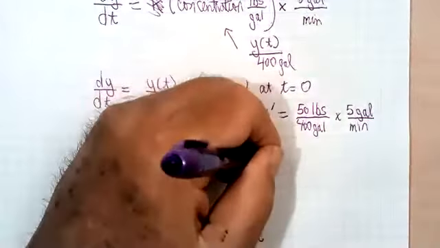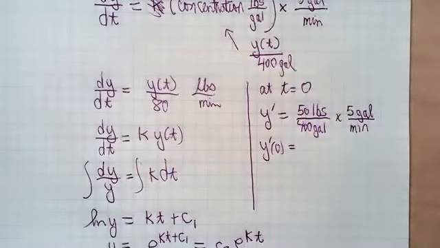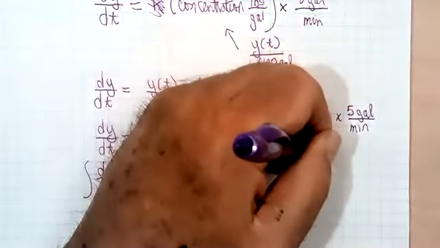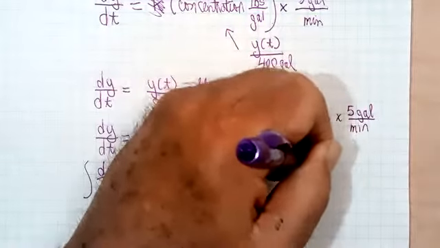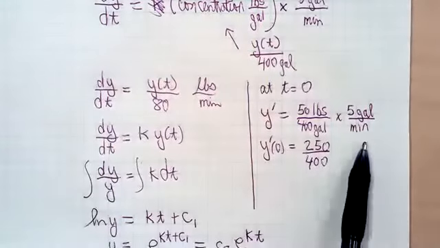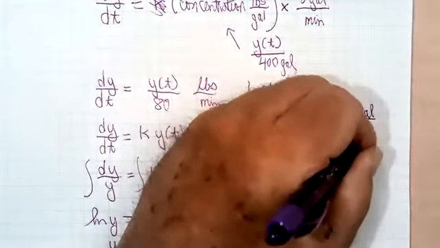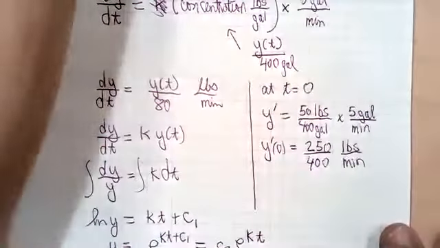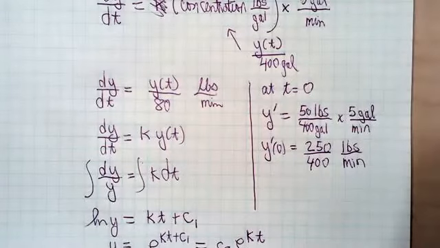So y prime at 0 is equal to, oh my goodness, 250 over 400, which will certainly simplify, but the gallons cancel out. I'll get pounds per minute here, and it's encouraging when the units come out right. So we had an initial condition, but it has to do with the derivative, not the original function.